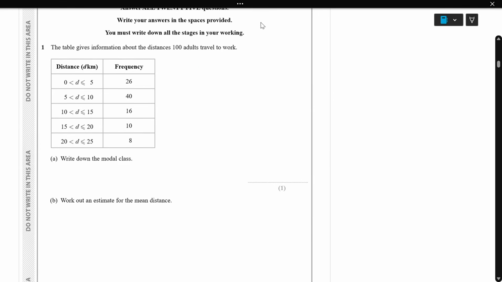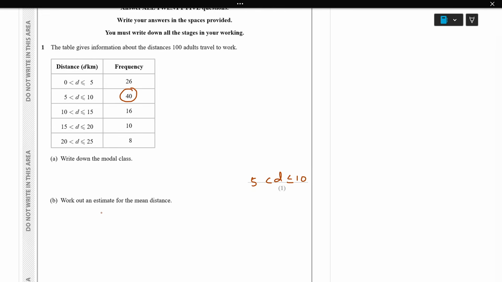The table gives information about the distance 100 adults travel to work. No other details are given, so write down the modal class. See, the highest frequency is 40. This is going to be 5 less than d less than or equal to 10. This is the modal class.